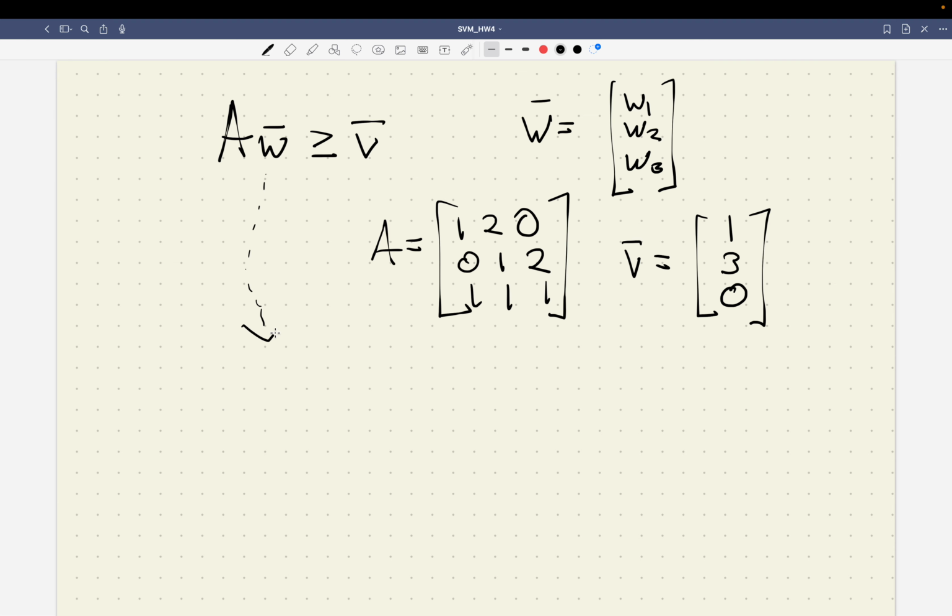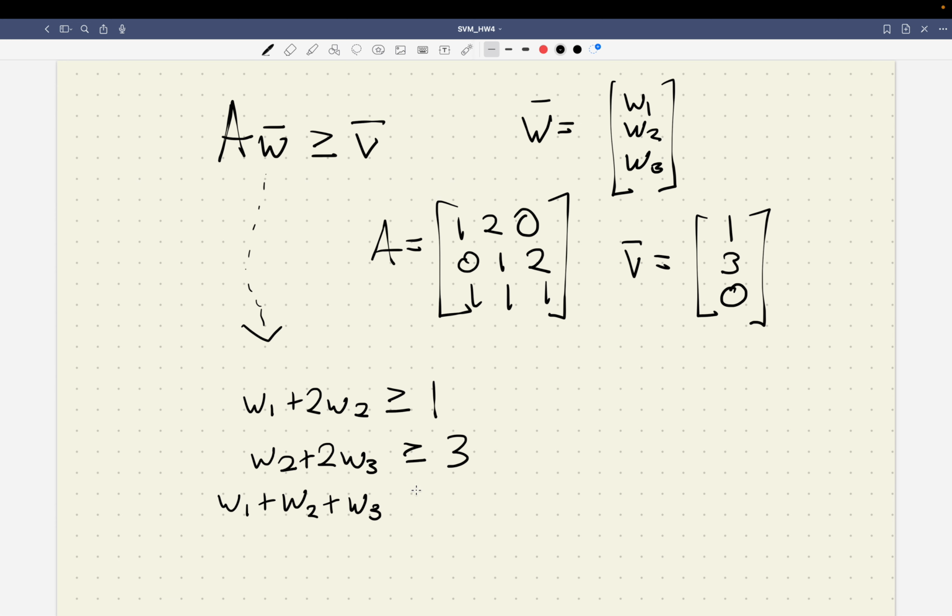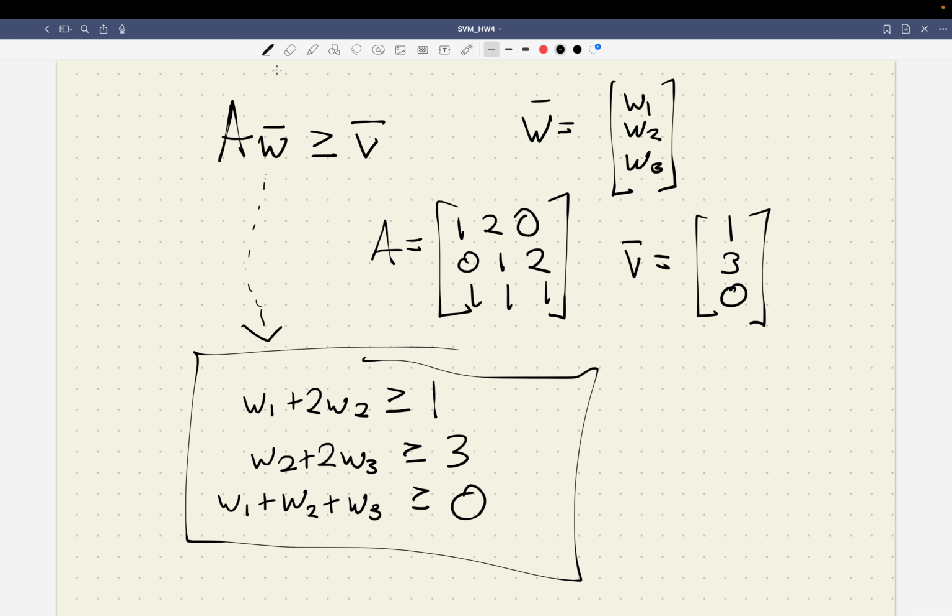Now, what would we get here? We would get a system of linear inequalities. The first inequality would be W1 plus 2W2 is greater than or equal to 1. The next one would be W2 plus 2W3 is greater than or equal to 3. The last one would be W1 plus W2 plus W3 is greater than or equal to 0. So this is just a compact way of expressing a system of linear inequalities.